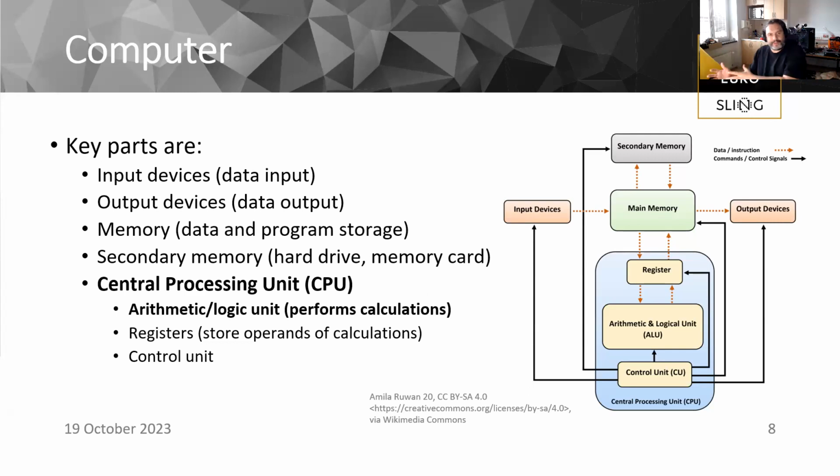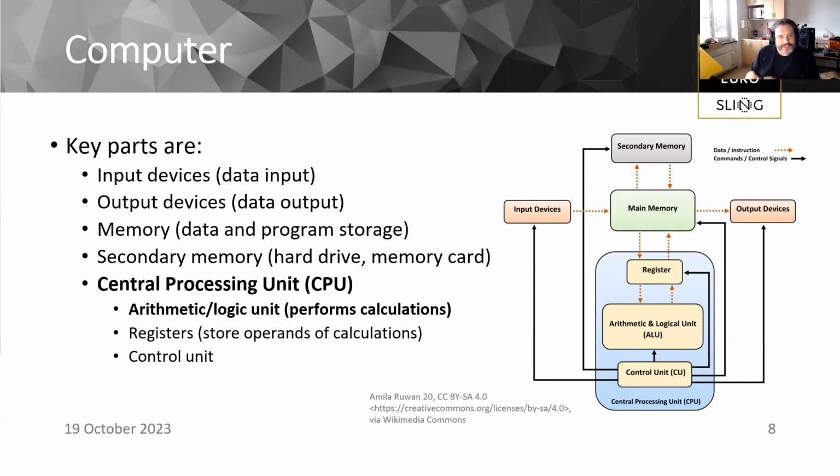And then you have memory, where the data is stored when it is being processed. So this is memory. And then you have secondary memory where the data is stored to be used later. This is your hard drive, your SSD, a memory card, the places where the data is stored when it's not actually being processed right now.